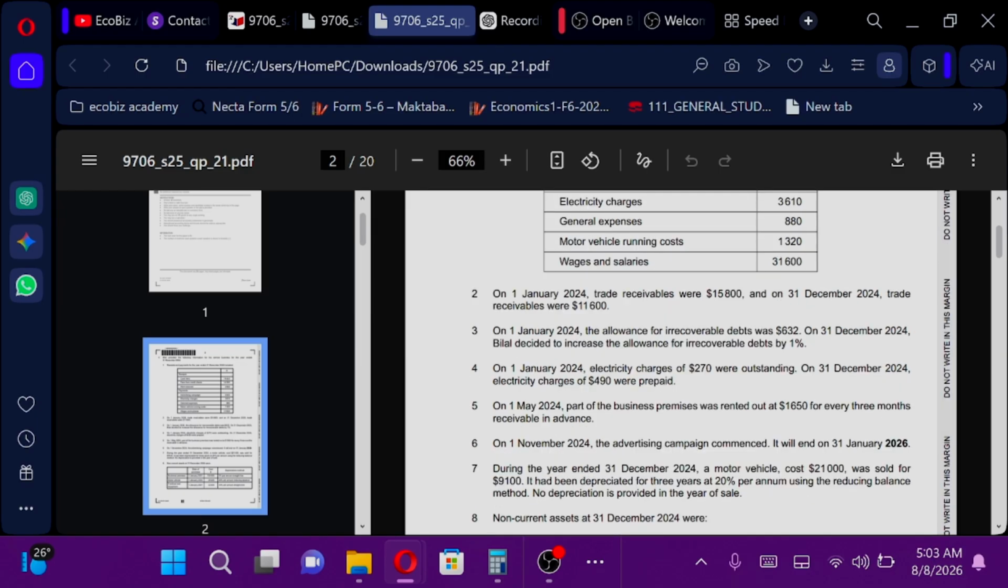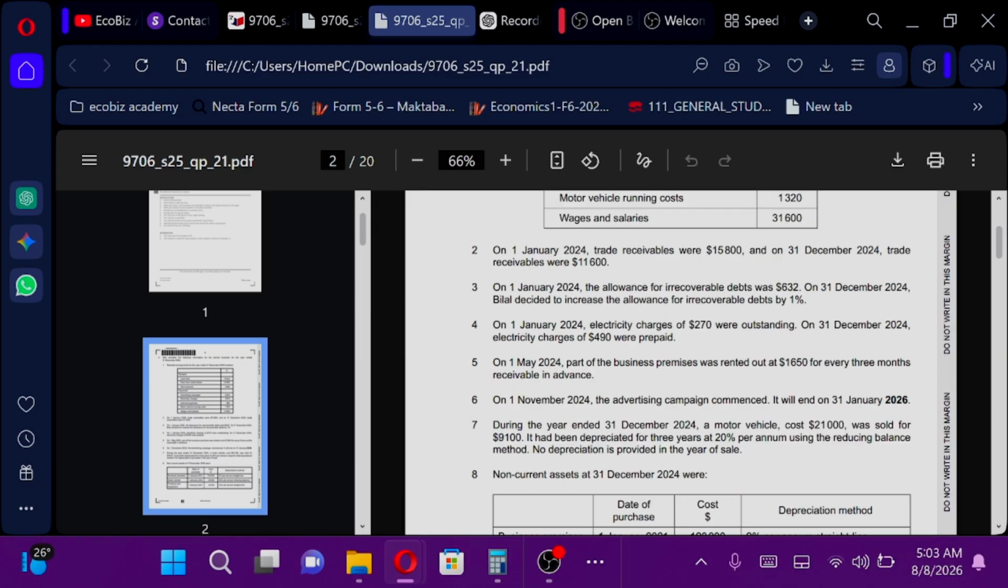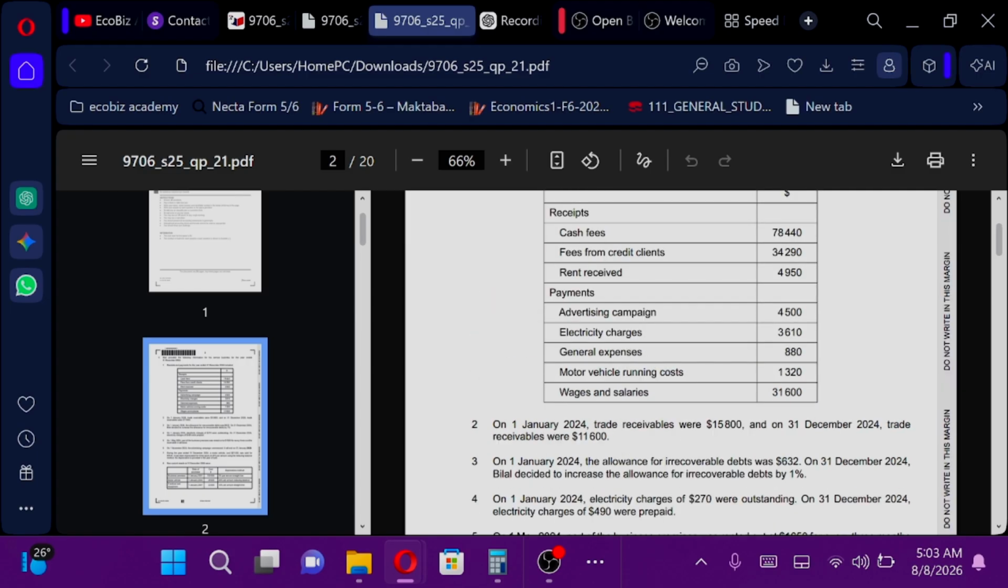Okay guys, so continuing from point number 3, it says on 1st of January 2024, the allowance for irrecoverable debts was $632. And on 31st of December 2024, Bilal decided to increase the allowance for irrecoverable debts by 1%. So if you are doing maths, you would have known that there's something called cross multiplication. So what we do, we'll create a column for, let me see if I can illustrate.